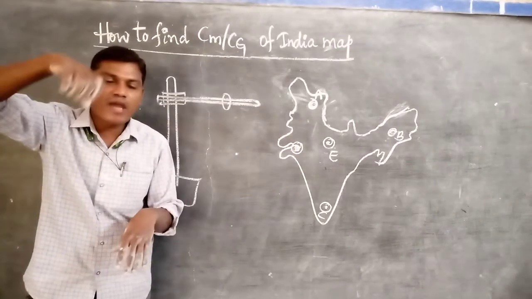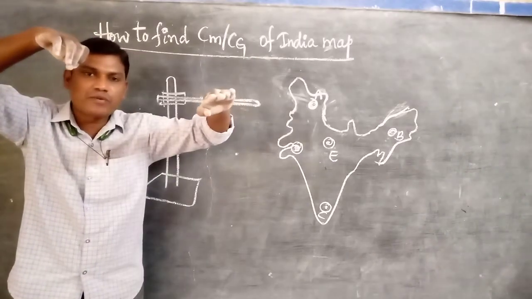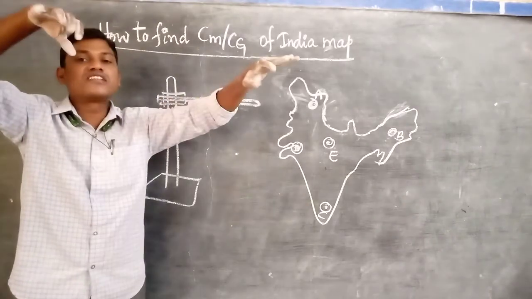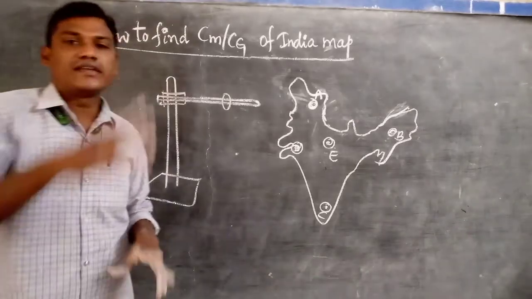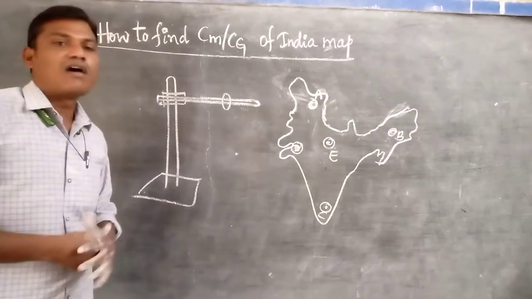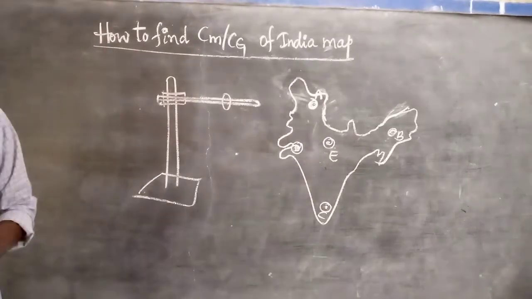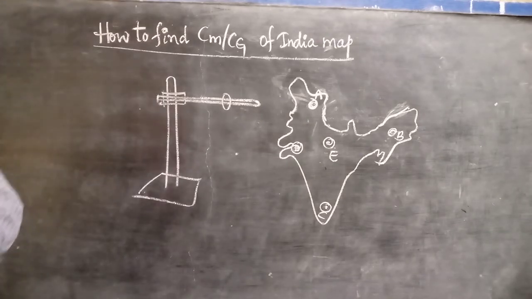When the India map is suspended at point E, the entire India map made of steel is balanced in the air in horizontal mode. That's why point E is the center of gravity of the India map made of steel. So that is the method to find the center of gravity of irregularly shaped objects.